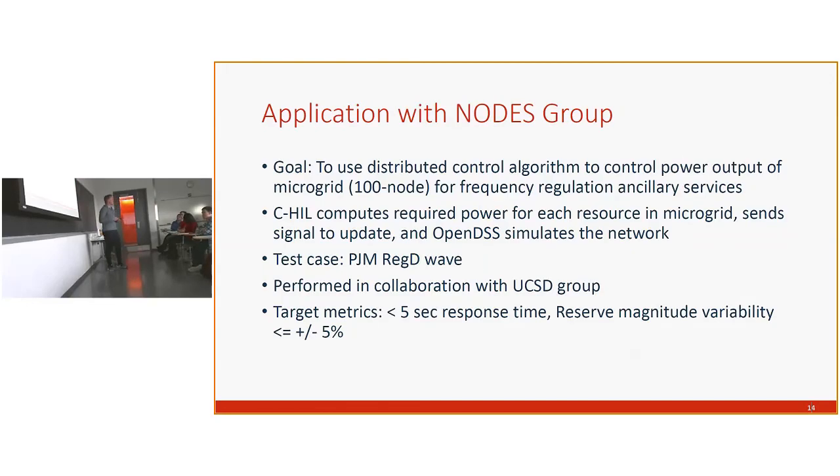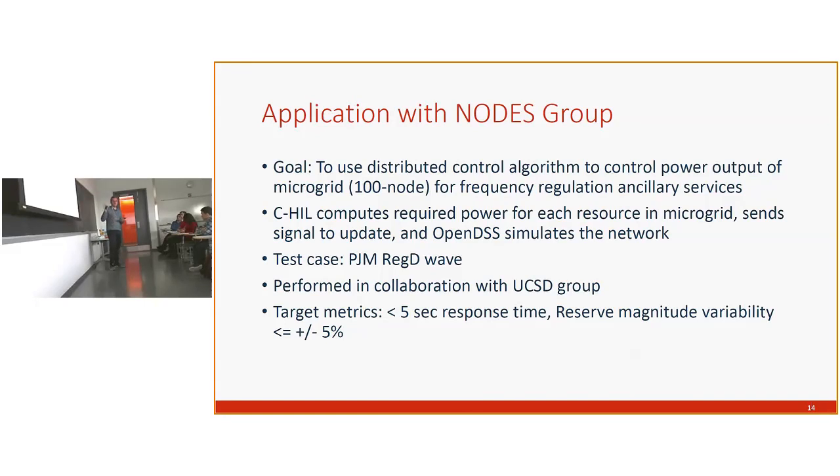So now just a little bit about an application that we've done with the nodes group. The nodes group is developing a distributed control algorithm to help use distributed control to control a microgrid to provide ancillary services to the bulk grid. In this case, frequency regulation.